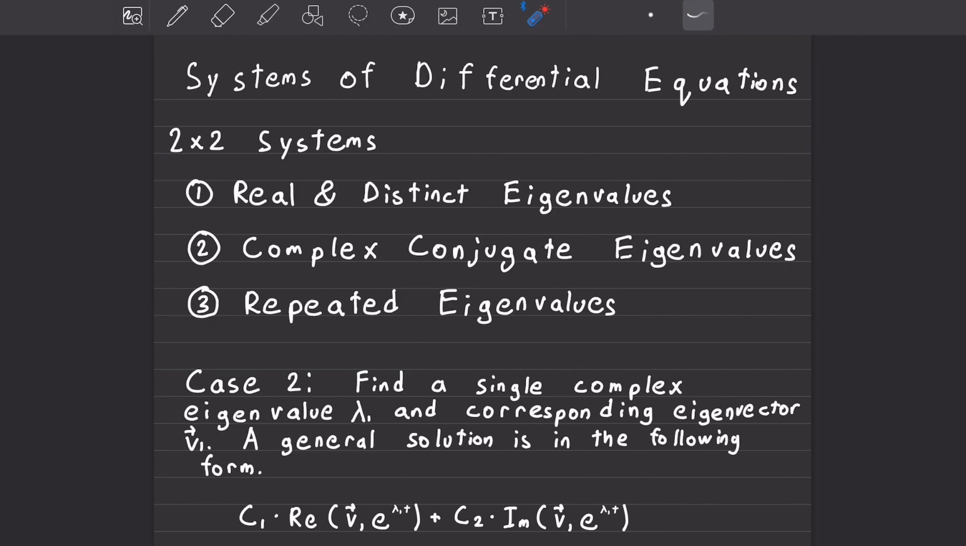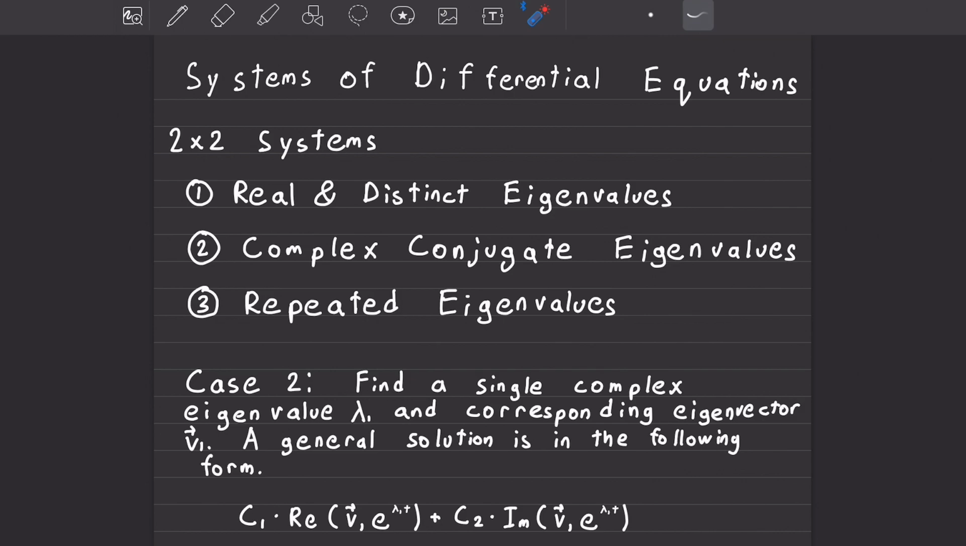Since this is a 2x2 system, we're always going to have a complex conjugate pair, because we're solving a quadratic. I really like to make these videos straight to the point, so I won't be doing a lot of derivations or theory. I'll give you a general form and then we can just solve some problems.